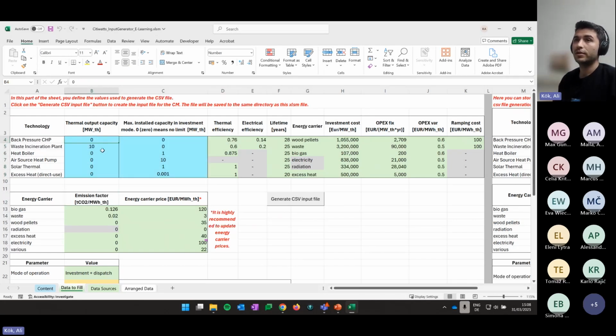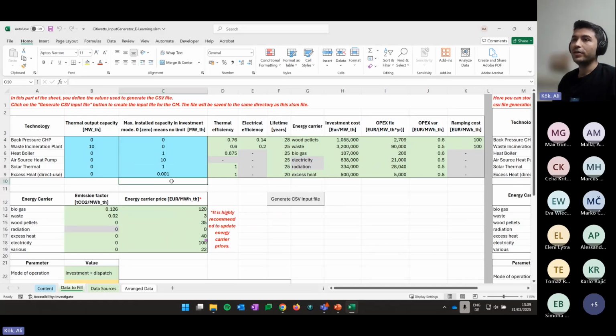You need to give the existing capacities, the installed capacities. If you are using the investment mode, you need to give the maximum capacity. If you give a value of 0 here, we assume that there is no limit, so the model can expand the capacity as much as it wants.